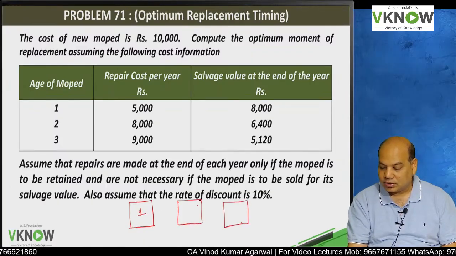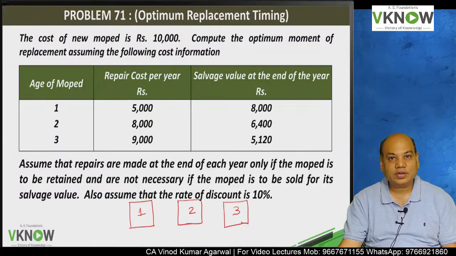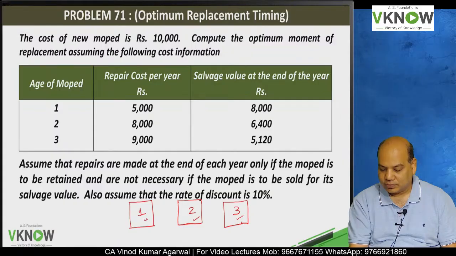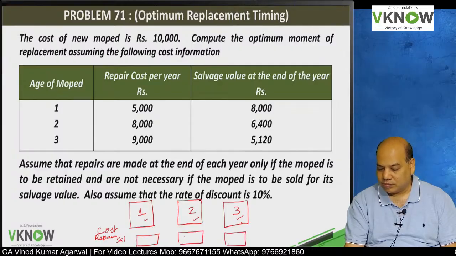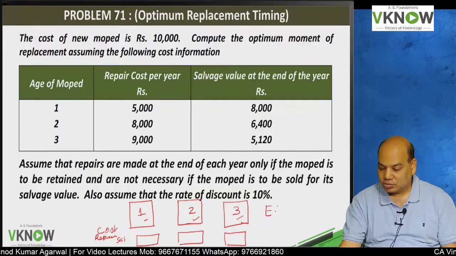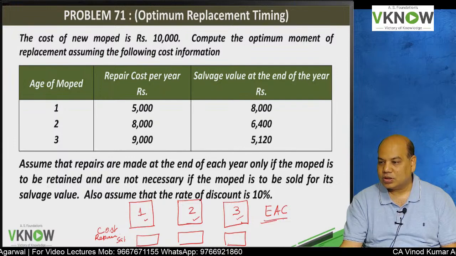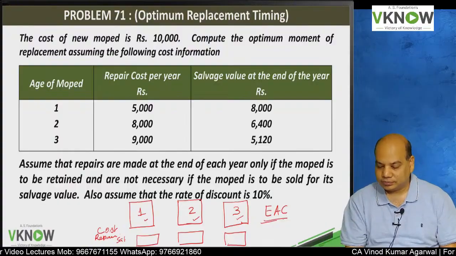where 3 assets are there. Not one asset, 3 assets are there. Life is 1 year, life is 2 year, life is 3 year. And then you are given cost of the asset, repair of the asset, salvage value. So first you compute present value based on information given, but they are not comparable. To make them comparable, compute EAC. Because it's a cost minimization problem, I will select the option which has lower EAC.